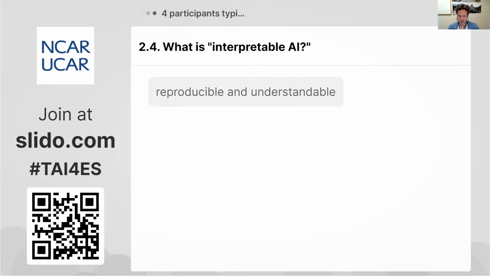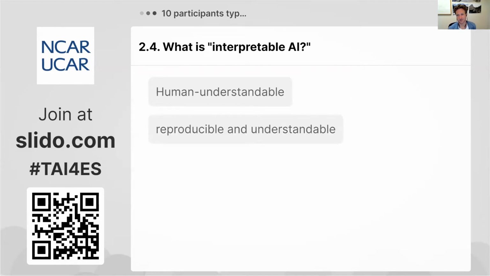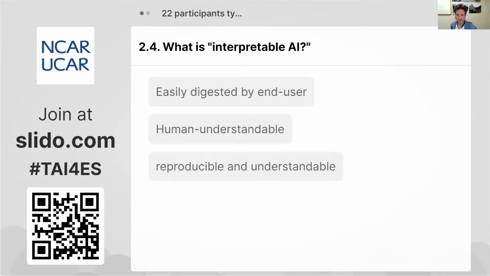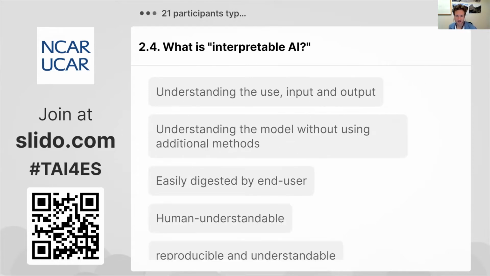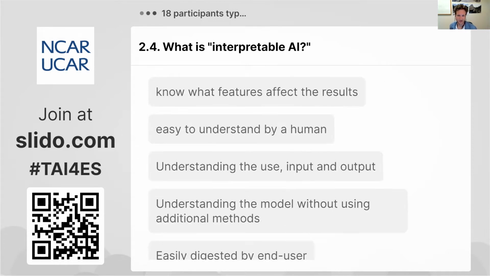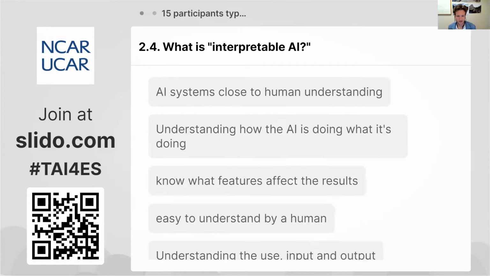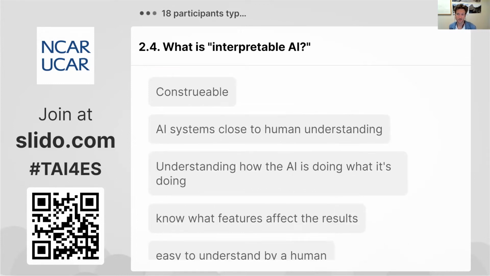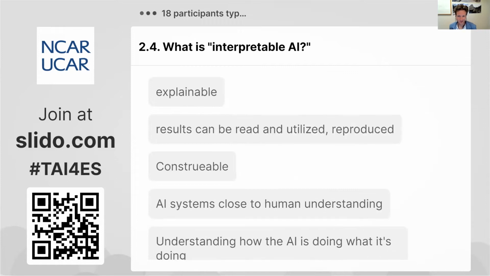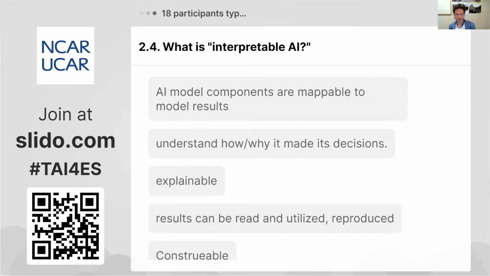Reproducible and understandable, okay, good deal. A lot of reproducibility. Again, good teaser for Wednesday's lectures. We're going to talk about reproducibility and replicability. Good amount. Human understandable, okay, nice. Key focus being on the understanding. Easily digested by the end user. Understanding the use, input, output, understanding the model without additional methods. Okay, that's an interesting one, right? So if you don't need XAI, it's interpretable. Kind of reading between the lines on that one.